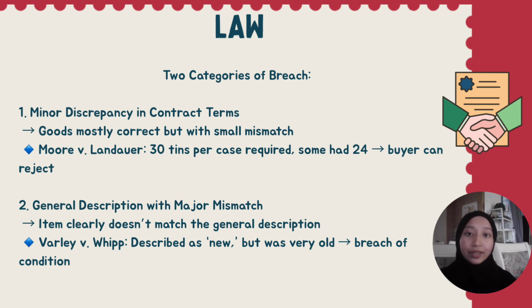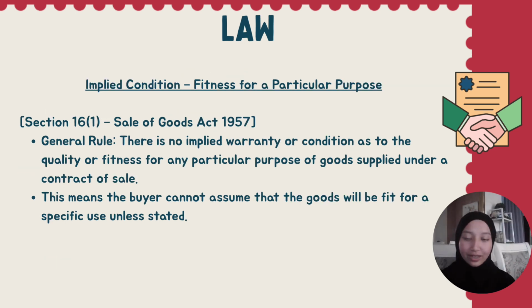The second category is where goods are described in general terms, but the delivered goods clearly do not match that description. A good example is Varley vs. Wheat, where a machine was described as new last year and lightly used, but in reality it was very old and had been repaired. The court ruled that it was a breach of condition and the buyer could reject the machine. Next, implied condition by fitness for a particular purpose, which is governed by Section 16, subsection 1 of the Sale of Goods Act 1957.